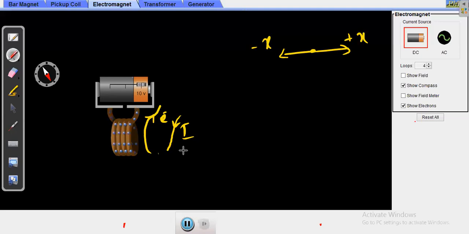See, if I curl my finger in such a way, this will give you the direction of the thumb. But actually that is opposite, because the current is going in the opposite way. Then in which direction will the magnetic field be? Plus x direction. Are you all getting this idea or not, sir?